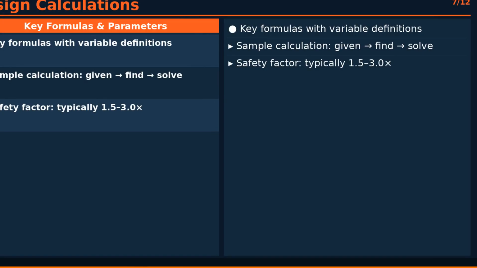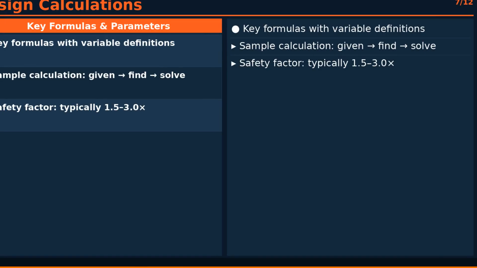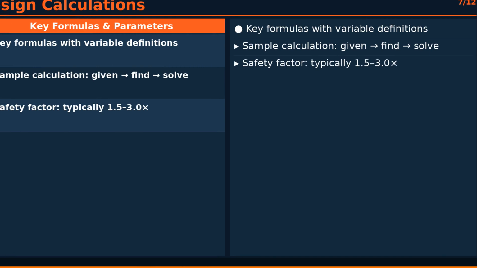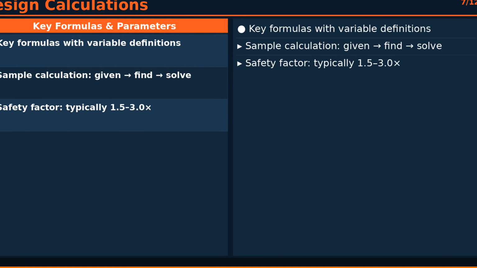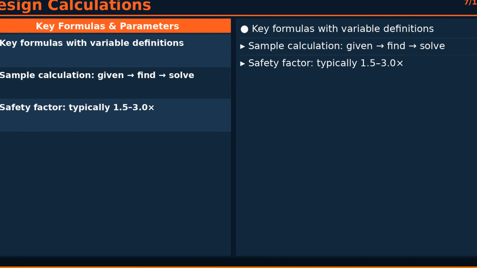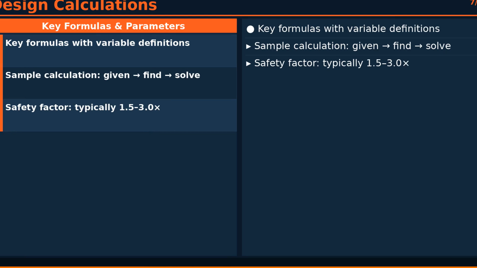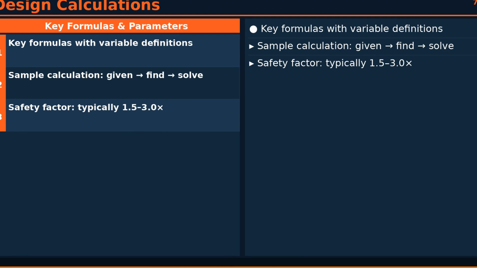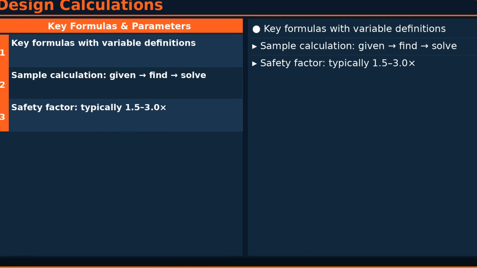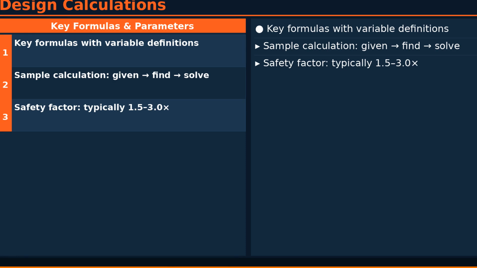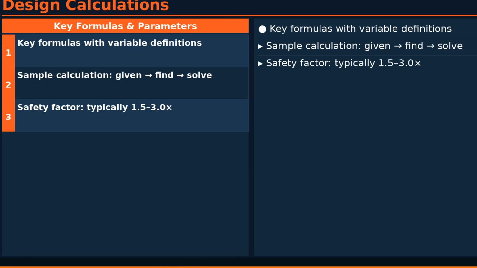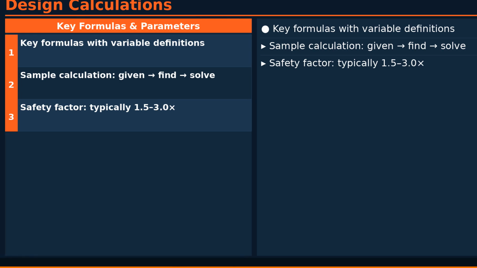Design calculations for injection molding machine components and functions require applying fundamental formulas with correct parameter values. A worked example clarifies how to substitute known values and solve for the required quantity. Always apply a safety factor of 1.5 to 3.0 as per applicable engineering standards.